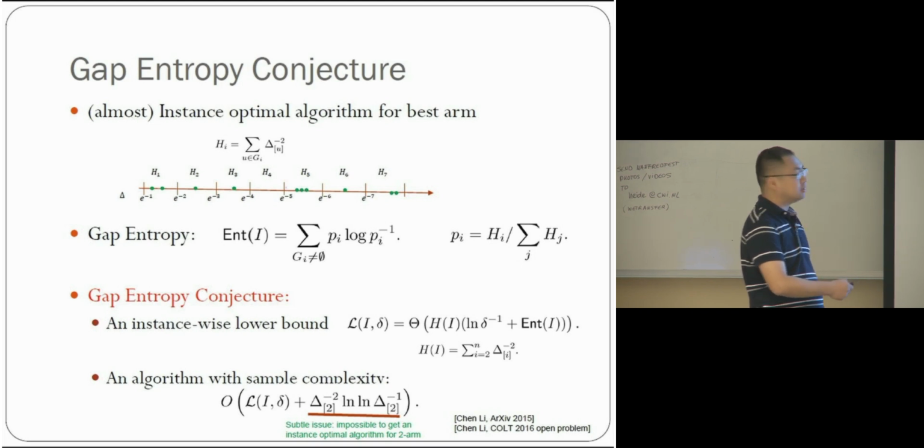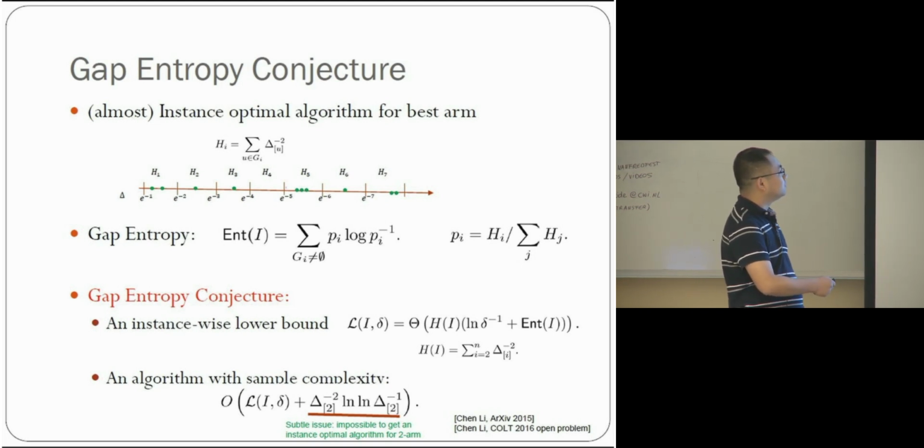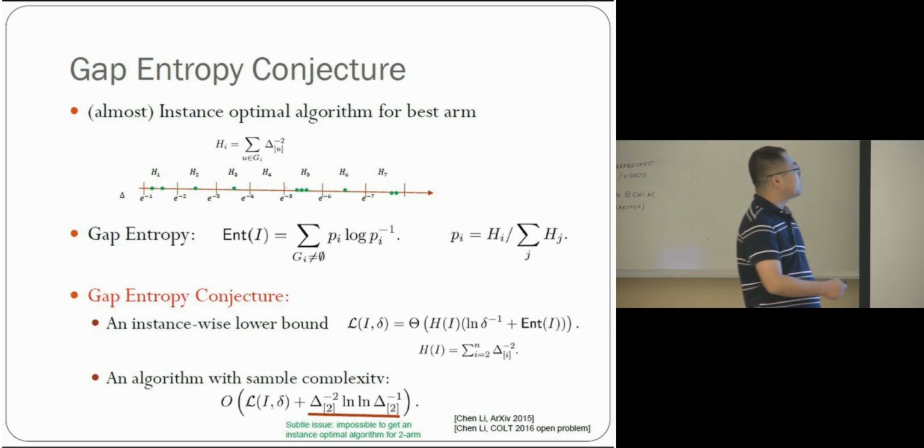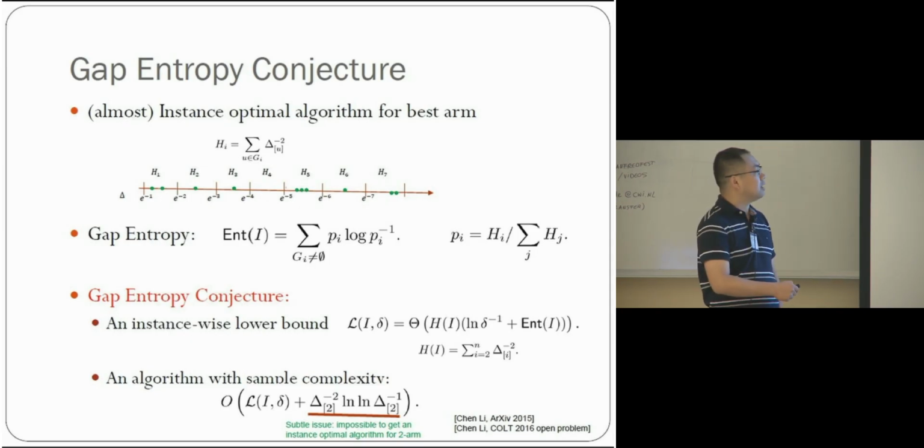We divided this x-axis using exponentials: e to the minus 1, e to the minus 2. We call each interval a bucket. And each green point represents an arm with gap lying in this bucket. For example, this represents an arm with gap between e to the minus 2 and e to the minus 3. Okay, so now let's compute the complexity for each bucket.